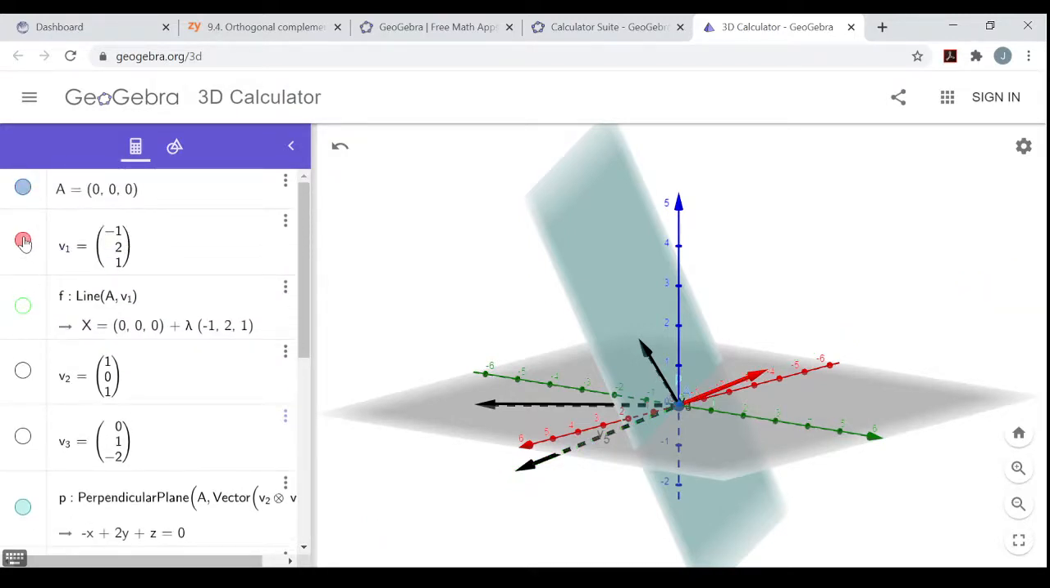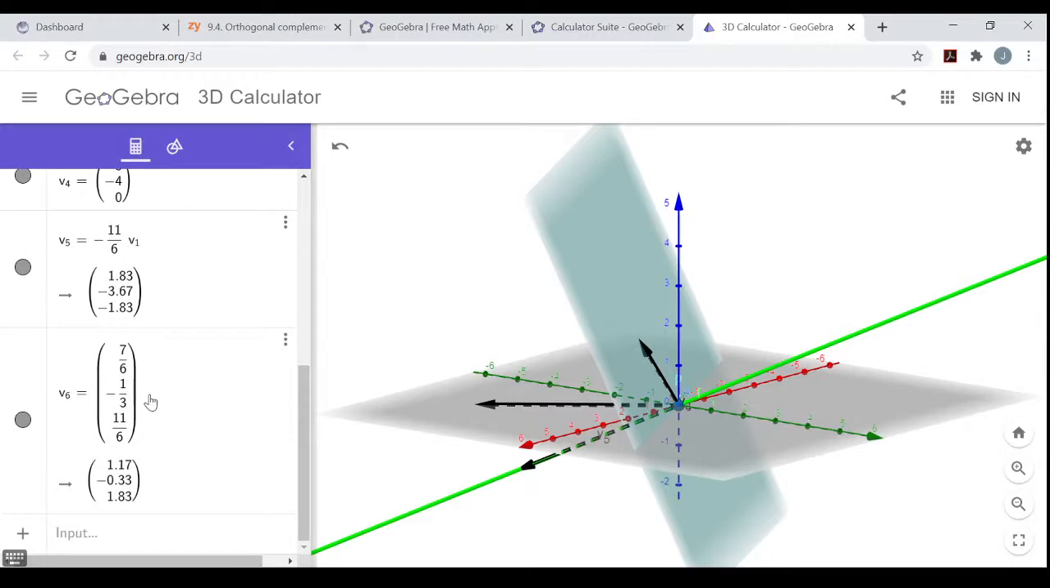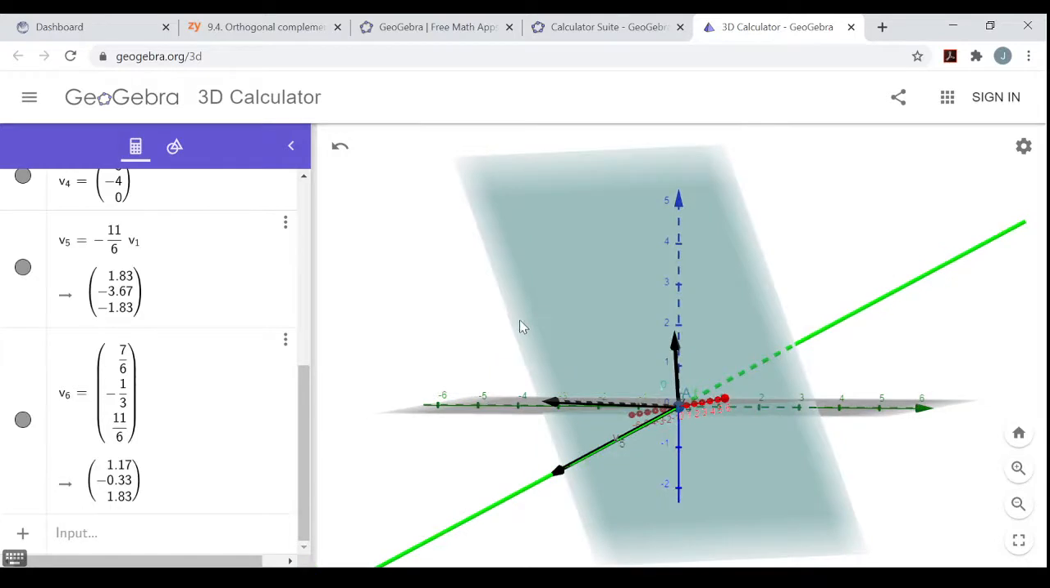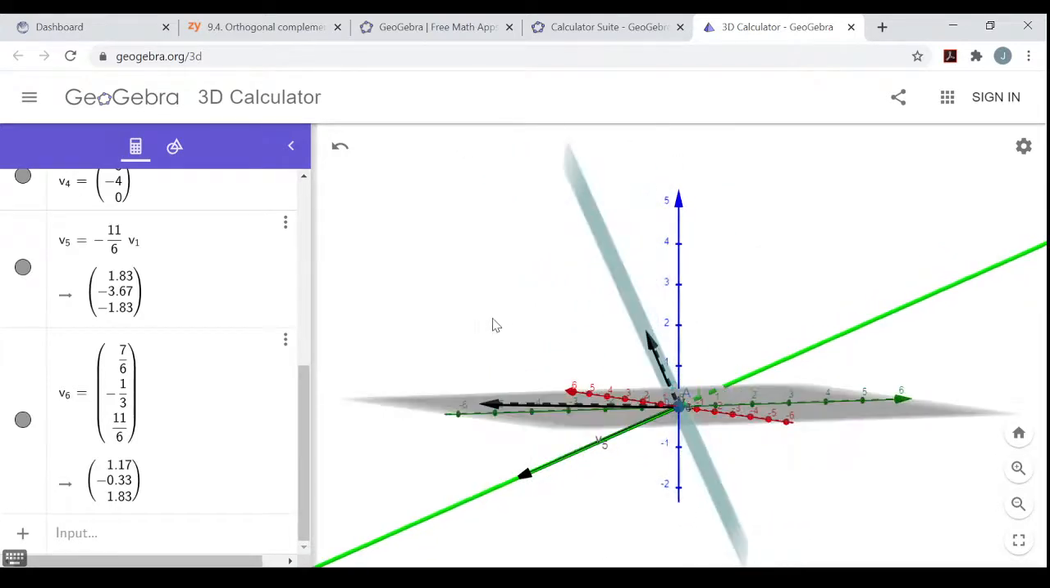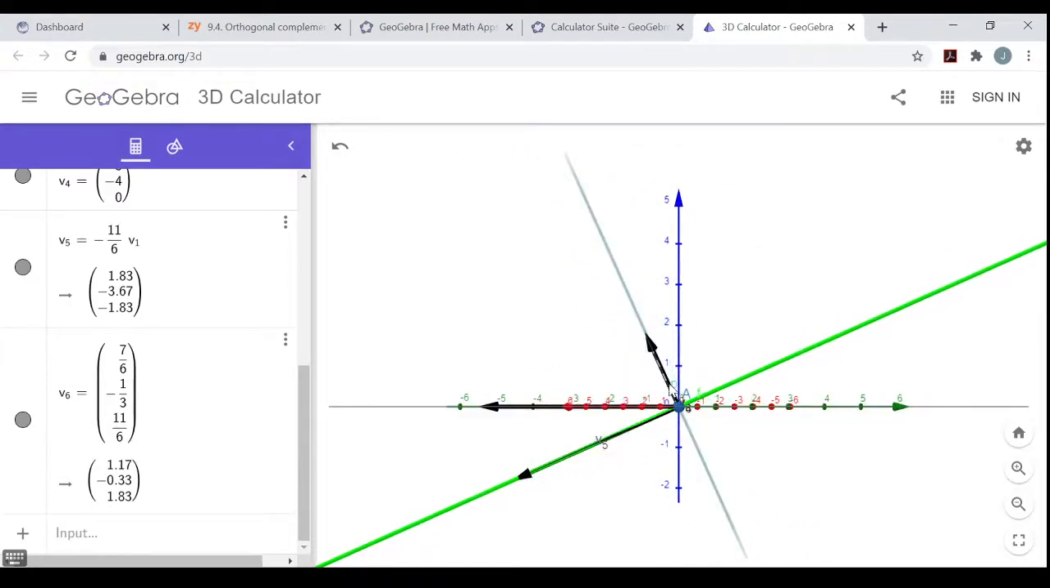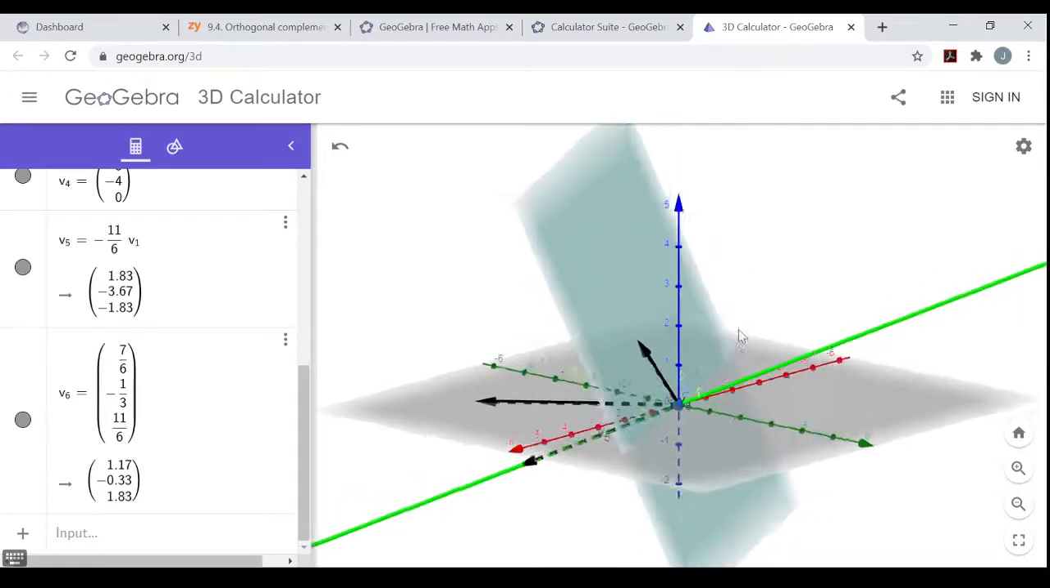Now hopefully you see. I'll keep the null space and row space up. All right, so you see the vector I just entered was that r, right? You see that 7/6, negative 1/3, and 11/6. See that vector is on the blue sheet. Right, you see it there. It is in the row space.